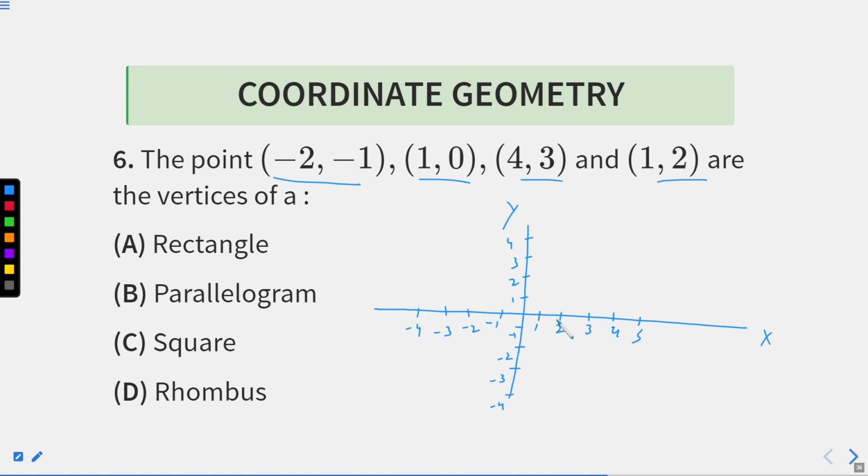Okay. Now what do we have to do? Just plot the points. So -2, -1. So -2 is here, -1 is here. So -2 comma -1 is here.